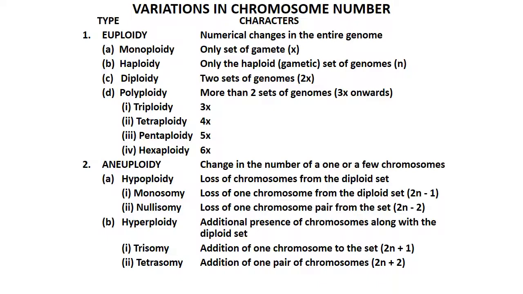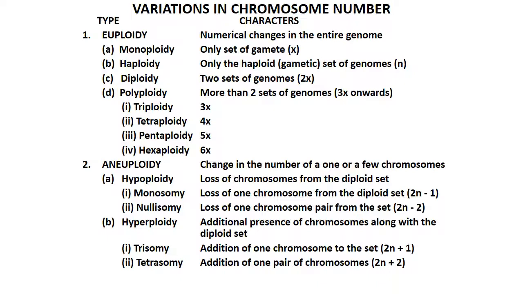Euploidy means numerical change in the entire genome, whereas aneuploidy is change in the number of one or a few chromosomes. In euploidy, there are different conditions like monoploidy, that means one set of genome represented as X. Haploidy, only the haploid or gametic set of genome represented as n. Diploidy is two sets of genomes represented as 2X. Polyploidy is more than two sets of genome. In that, triploid, tetraploid, pentaploid, hexaploid, etc.